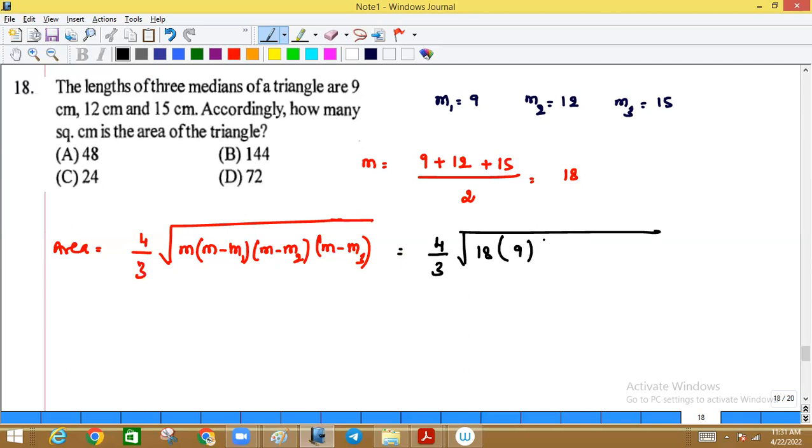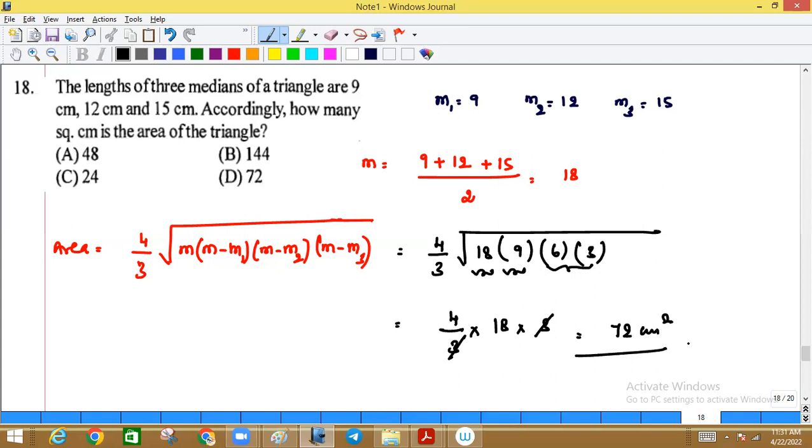18 minus 9 is 9, 18 minus 12 is 6, 18 minus 15 is 3. What is 6 3s are? 18 into 18 is 118 comes out. And what is root of 9? 4 into 18. So what is the area of the triangle? 72 centimeters square.